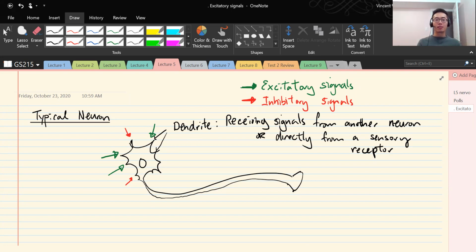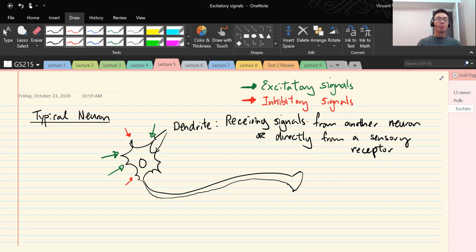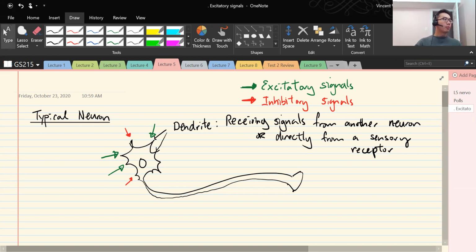Well, it's like democracy, okay? The majority would win. So if there are more excitatory signals than inhibitory signals, then the neuron is going to be switched on, and then it's going to pass the signal on. If there are more inhibitory signals than excitatory signals, then the neuron is going to be turned off and the signal will not pass on, okay? Of course, that's an oversimplification of what actually happens, but keeping it simple is good. Any question about what I've said so far?